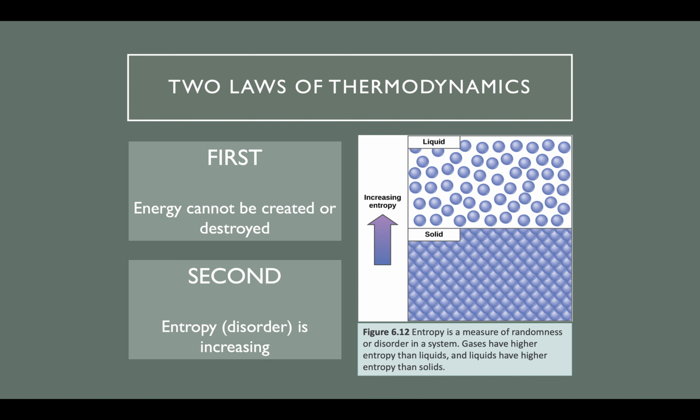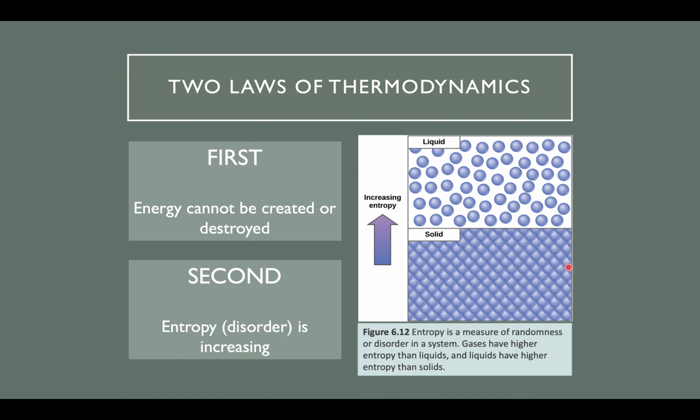Okay, so this image on the right-hand side will kind of show you a little of what I'm talking about, at least with the increasing entropy. So basically, you have liquids, you have solids, and on this side, you see that entropy is increasing. So the figure here says entropy is a measure of randomness or disorder in a system. And if you think about it, gases will have a higher entropy than liquids, and liquids will have a higher entropy than solids.